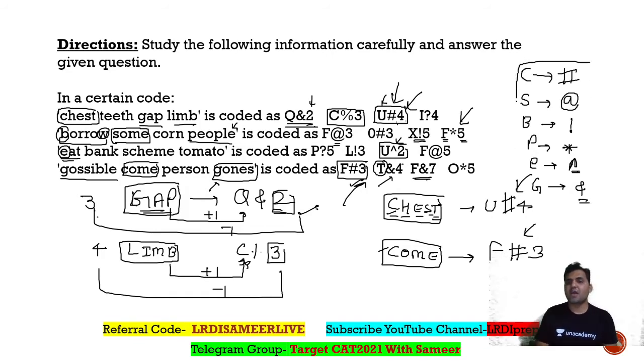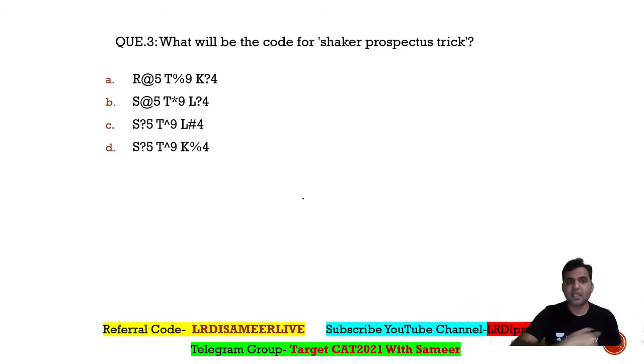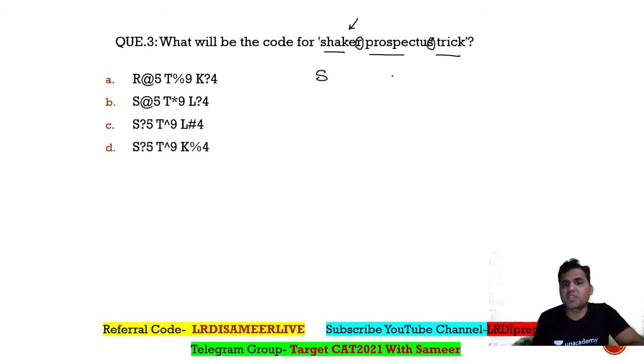So we have now coded the reason of the symbol, we have now coded the reason for the number, we have also coded the reason for the first letter. Now if I have to answer the question, I can quickly answer it. What will be the code for Shaker prospectus trick? You see that whatever is the code for Shaker, it must start with S. This must start with T.